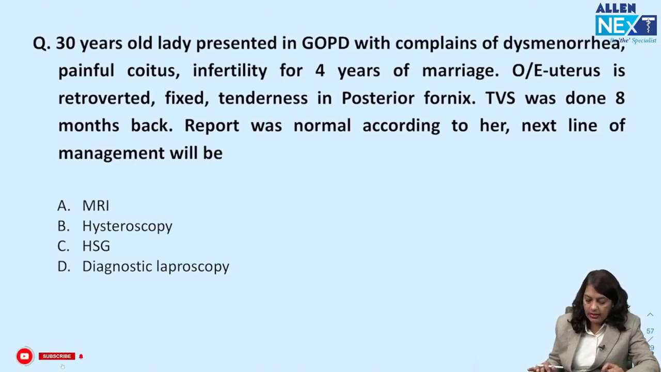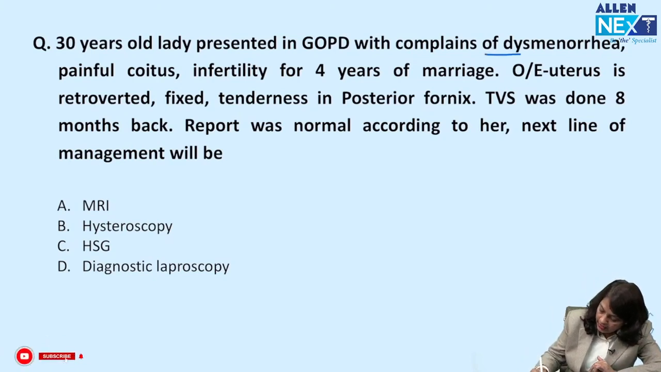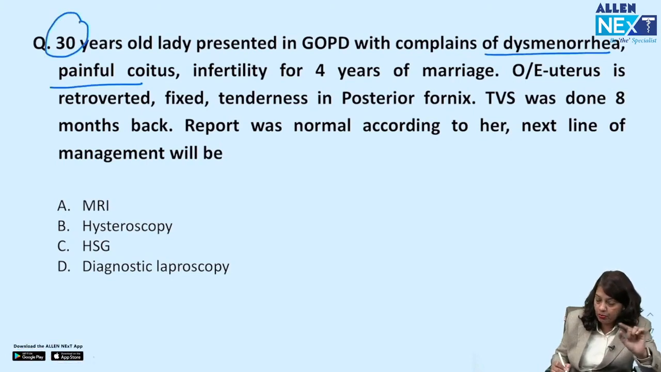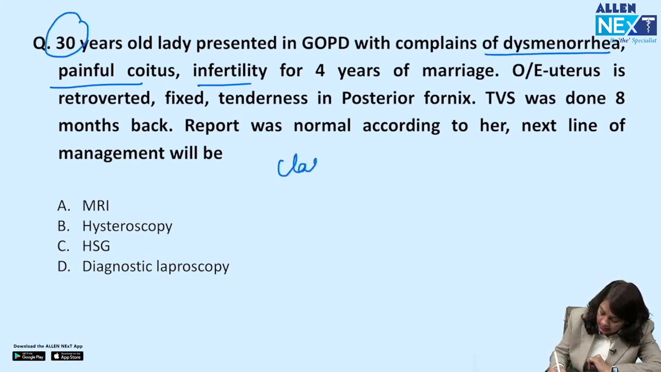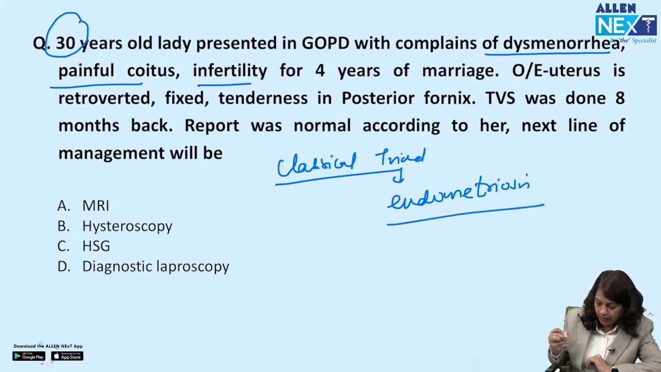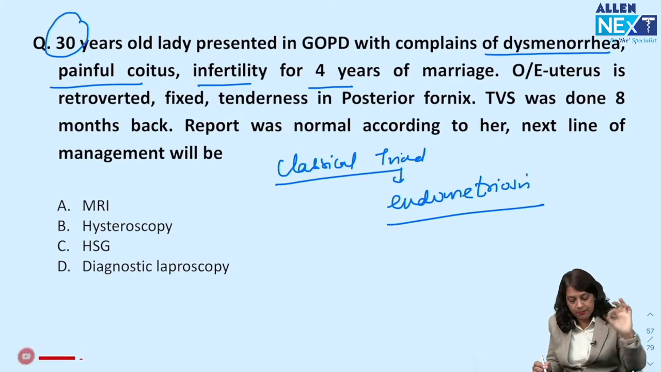Now next is a 30-year-old lady presented in gynae OPD with complaints of dysmenorrhea, painful coitus, infertility for 4 years of marriage. इसमें typical history आ रही है: dysmenorrhea, young patient, painful coitus, dyspareunia, infertility. This is the classical triad present for endometriosis. 4 years of marriage, infertility, she has dysmenorrhea, dyspareunia.